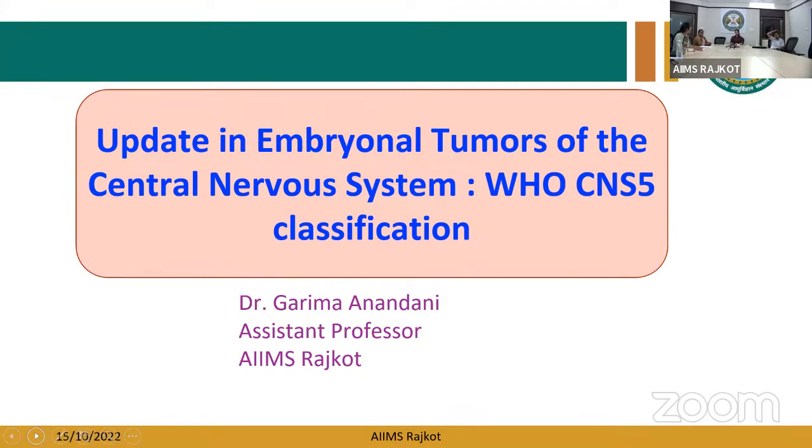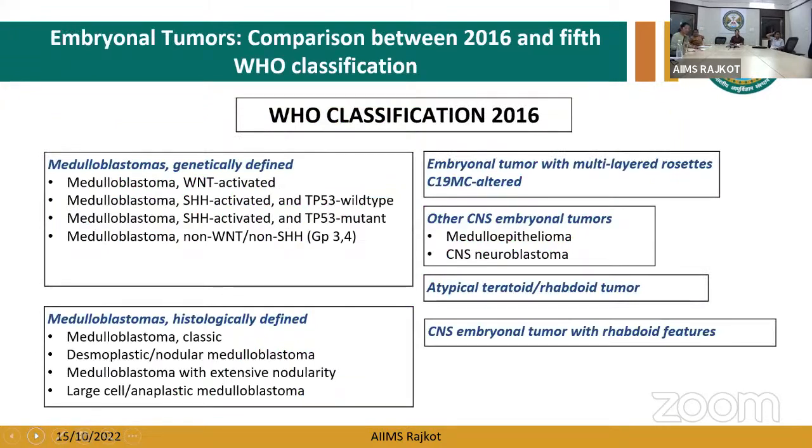Okay. Today my topic is an update in embryonal tumors of the CNS. According to the recent WHO classification, we'll discuss the embryonal tumors update. So I'll first show what the 2016 WHO classification was. According to 2016, genetically defined medulloblastomas were divided into 4 categories: WNT activated, SHH activated TP53 wild type, SHH activated TP53 mutant, and non-WNT, non-SHH group 3, group 4.